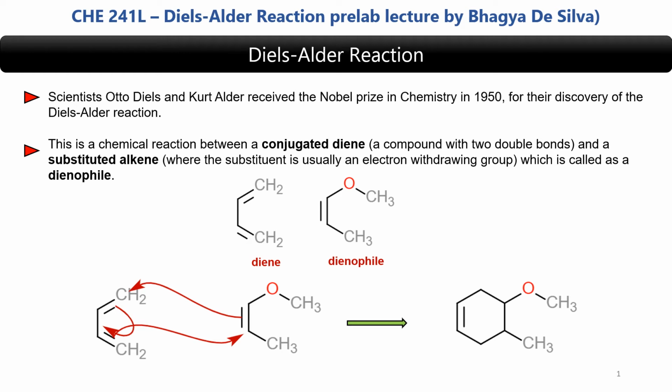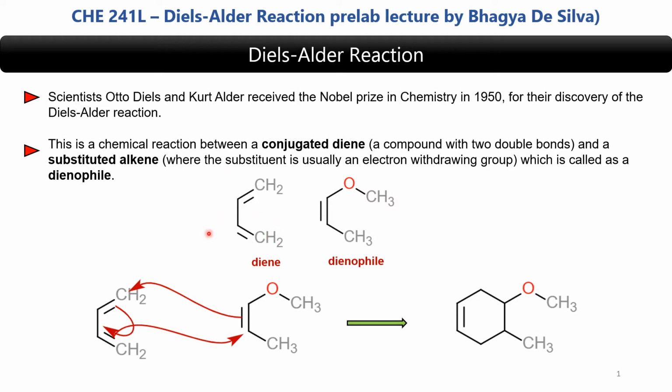In the previous lab, we followed an example for an SN2 type reaction. In today's lab, we're going to look at another important reaction used in organic chemistry, called the Diels-Alder reaction. This is a very commonly used reaction in organic synthesis. It was discovered by Otto Diels and Kurt Alder, and the reaction is named after them. They received the Nobel Prize in Chemistry in 1950 for their discovery of this particular reaction.